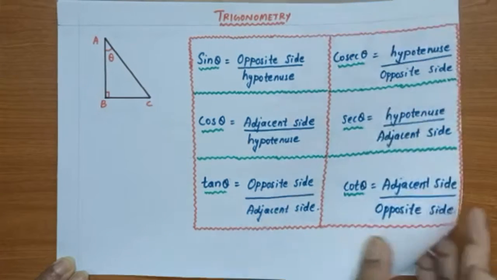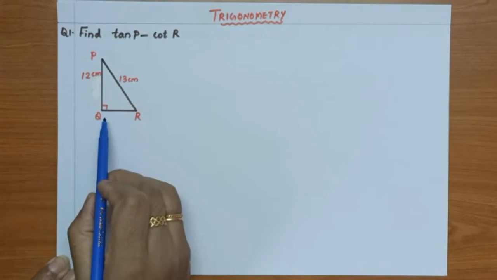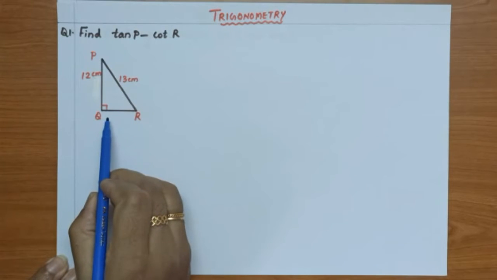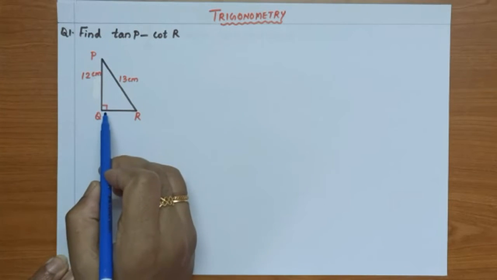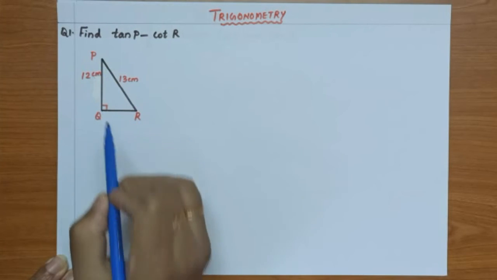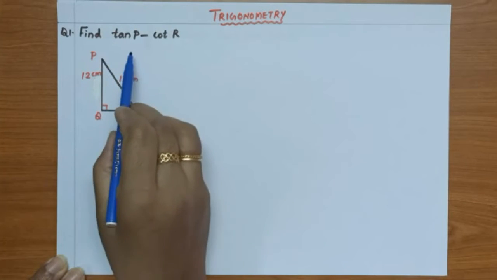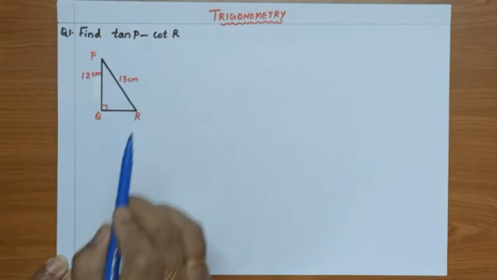Now we can start the question. Question number 1. Find tan P minus cot R. Here there is given a right angled triangle PQR and it is right angled at Q, and there is given the measurement PQ 12 cm, PR 13 cm. So we have to find out what is tan P minus cot R.